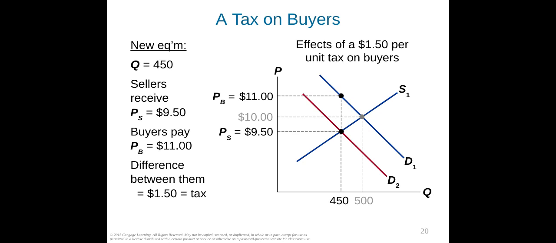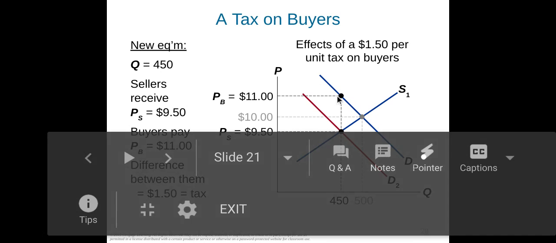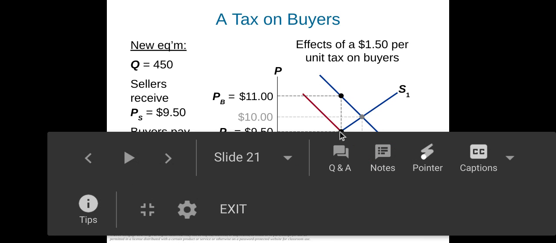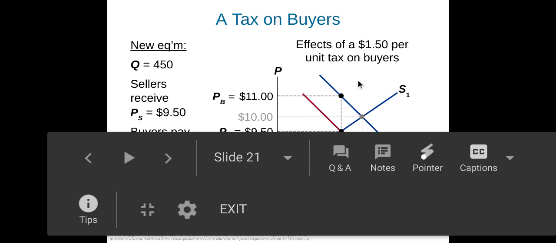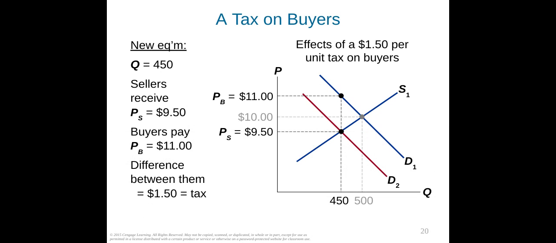So that area in between is the tax. So right here, from here to here, represents the $1.50 tax. And you can see that because the sellers are getting $9.50 and the buyers are paying $11. So they're going to charge a little bit more and the seller's going to get a little bit less, and there's less being sold because of taxes. There we go. There's the tax.